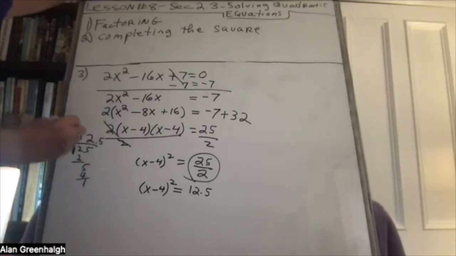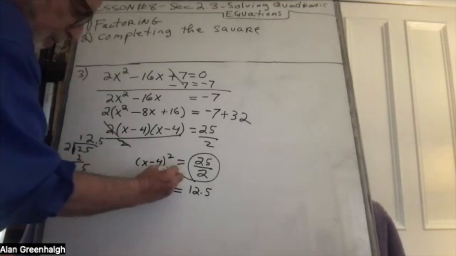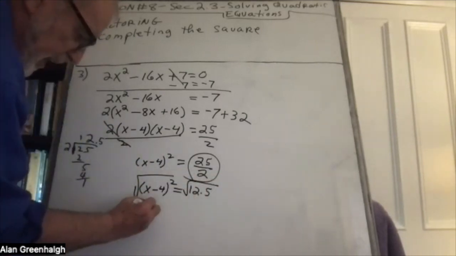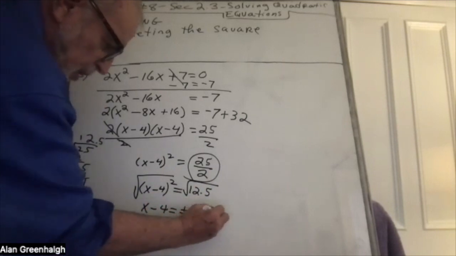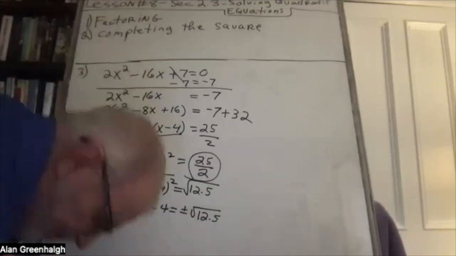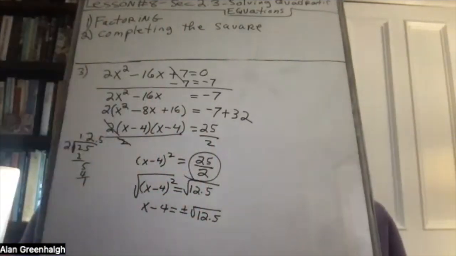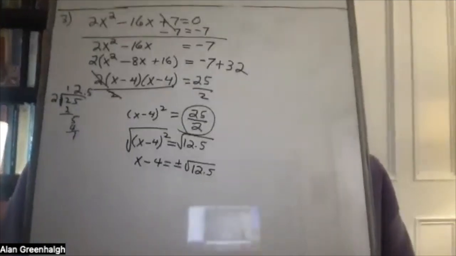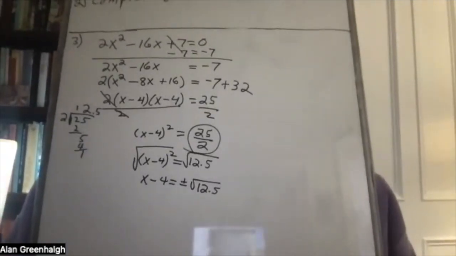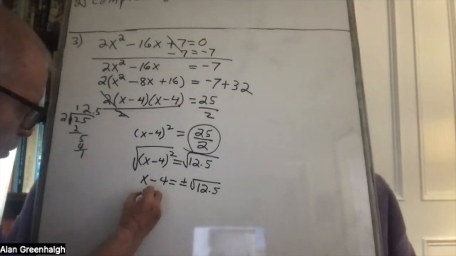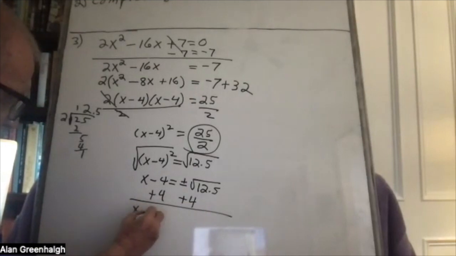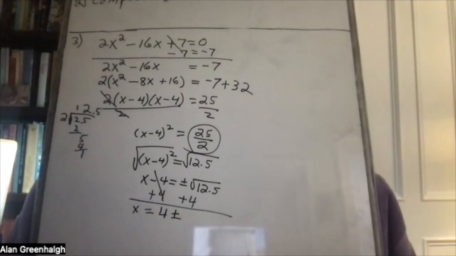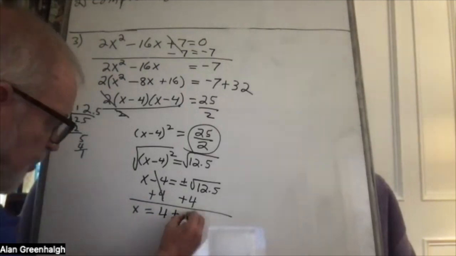And that's it, okay? Now you take the square root of both sides of the equation. You get x minus 4 equals plus or minus the square root of 12.5. Everything now flows exactly as it did before when we were solving the other type of completing the square problem. We bring this over because we want to get the x by itself. X equals 4 plus or minus the square root of 12.5.